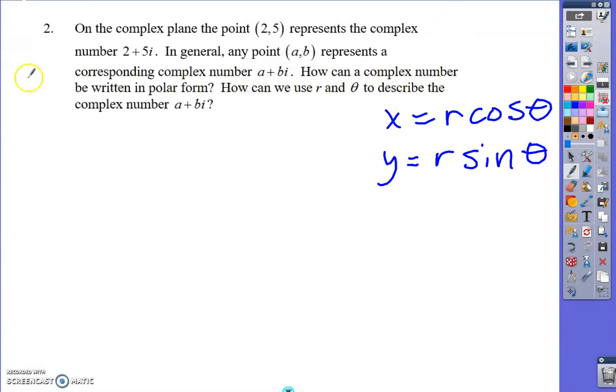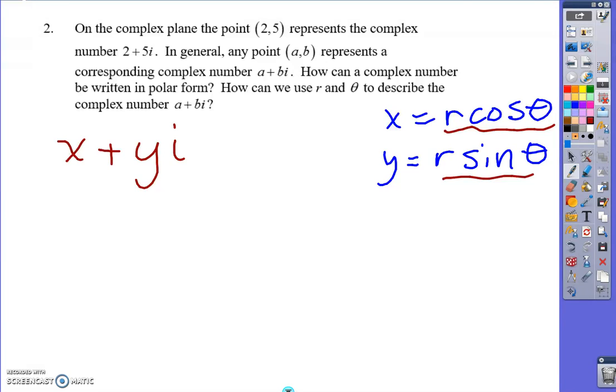And how can a complex number be written in polar form? Or in other words, how can we use r and theta to describe the complex number? So this is really simple. And I know it's going to feel a little awkward, but it's really simple. A is x. So x plus yi is our complex number. And so all we're going to do is take these that we already know and substitute. And that's it. So it's really simple. We're going to do one tricky thing at the end, but this is it.